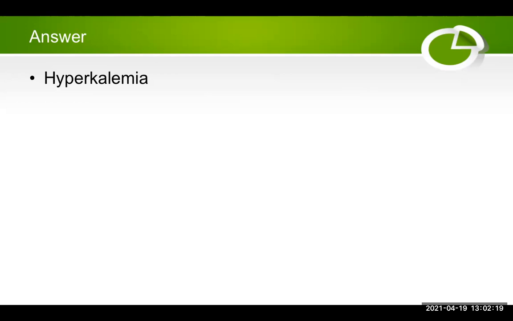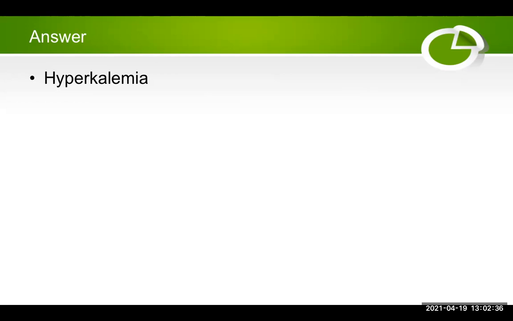Excellent. Calcium gluconate is the first drug. After that, I can use any other drug. Some of those drugs push the potassium into the cell, and some of the drugs will excrete potassium out of the body. Yes, sir.